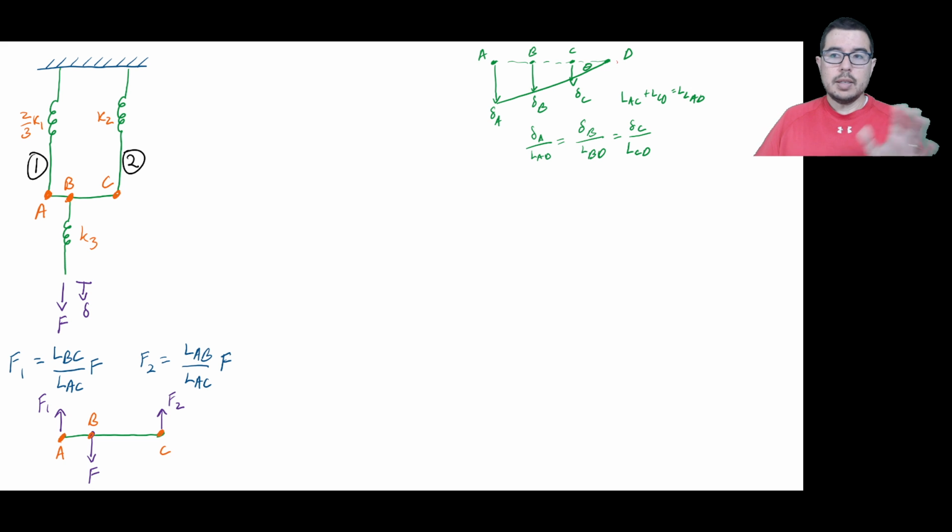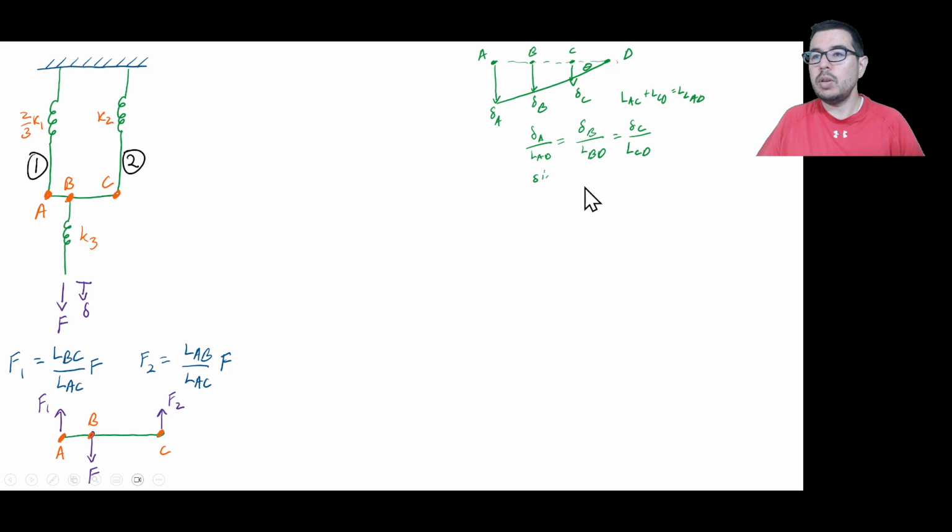So that's one way to think of these displacements. Another way is to think of using a trig function. We can think of the sine of theta. And what is that sine of theta? Well, that sine of theta is really exactly what we just wrote. It's going to be delta A over LAD. It's going to be delta B over LBD. It's going to be delta C over LCD.